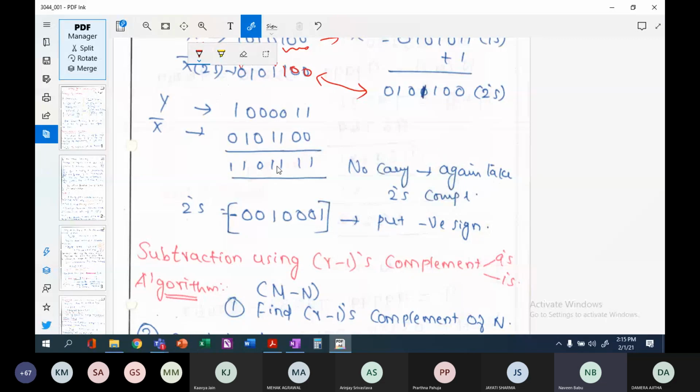What is the 2's complement of this? Directly you can write. Travel from right to left. You copy till you come across 1. So I have come across 1 in my LSB itself, I copied till 1. Rest all is complement: 0, 0, 0 and then 1, 0, 0. Right? So 0010010, and put a negative sign to it. So minus 0010001 is the answer. This is how you perform subtraction using R's complement.